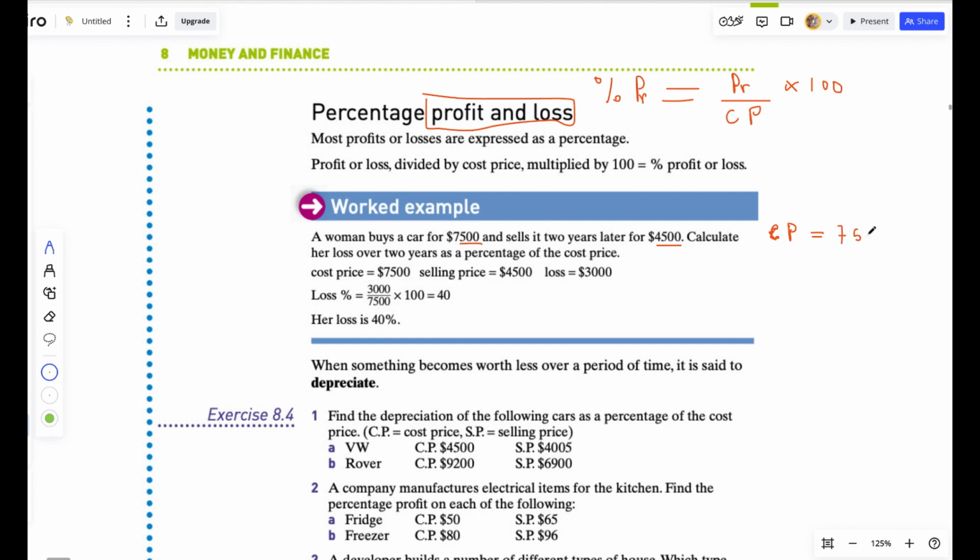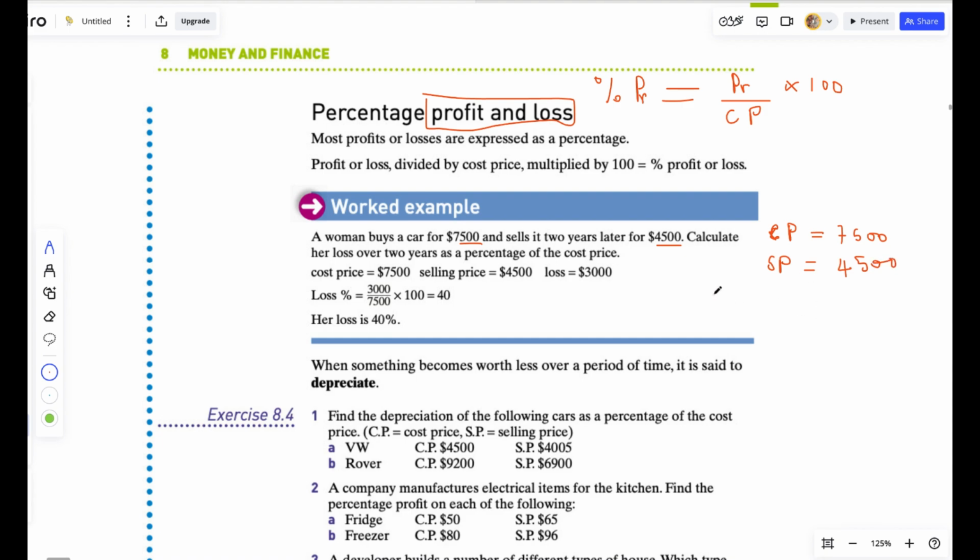Now 2 years later, she sold it cheaper because now it's a second-hand car. So 2 years later, anything that depreciates, you're going to get loss. Like cars. If you buy a car this year, you want to sell it 2 years later, you definitely go to sell it cheaper than how much you bought it, except you cheated the people who don't know. So here she sold it for $4,500. Now, what is the percentage loss she made? What's the loss she made?